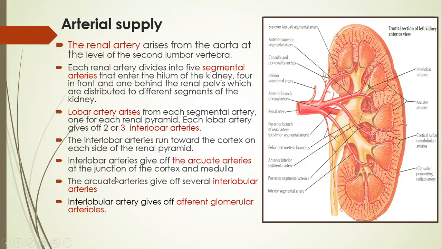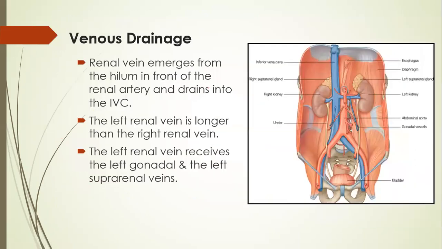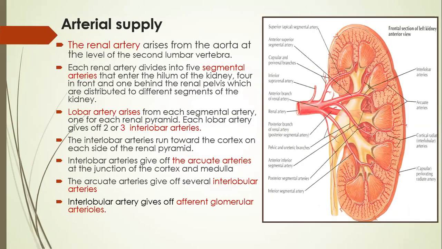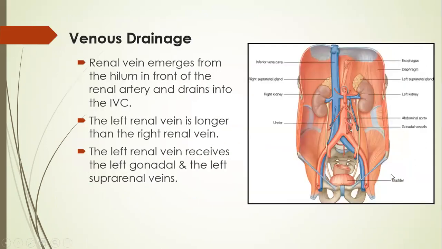Then the arcuate arteries give off several interlobular arteries. They give many multiple interlobular arteries. These are the small branches, called the interlobular arteries. The interlobular arteries give off the afferent glomerular arteriole, which is a very important structure in the nephron, which will be supplying it. So this is the branching of the whole renal artery into the smallest branch, that is the afferent glomerular arteriole.